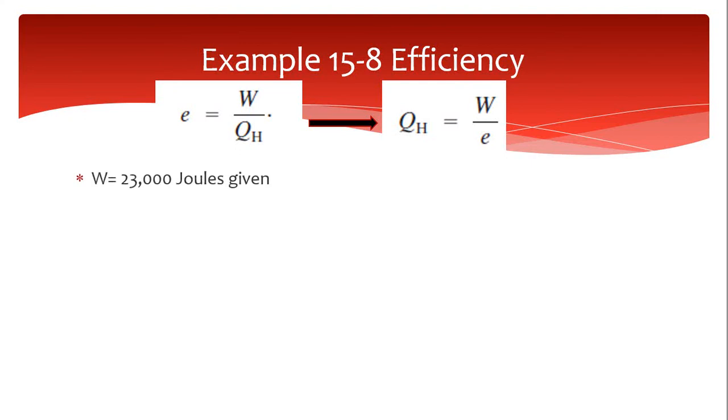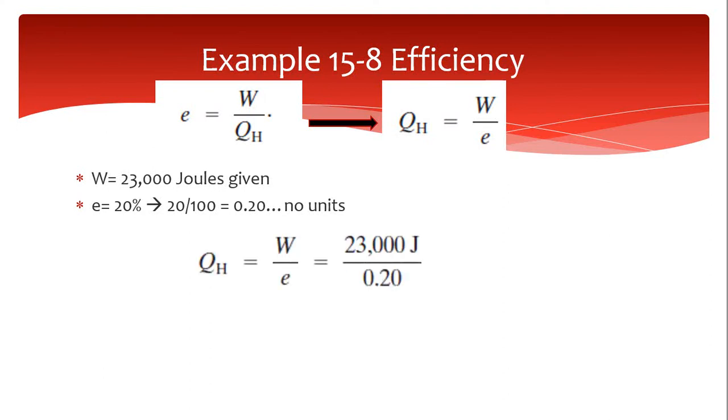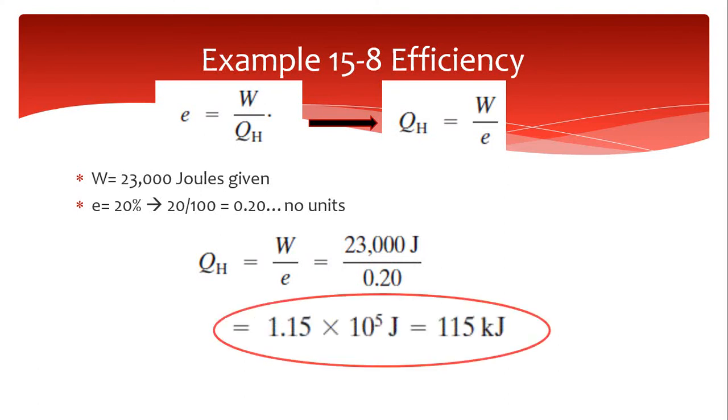23,000 joules, or 23 kilojoules of work was provided. The efficiency is 20%, or 0.2 in mathematical terms. There are no units for efficiency, so you just plug in. 23,000 over 0.2 provides you with the input energy of 115 kilojoules.